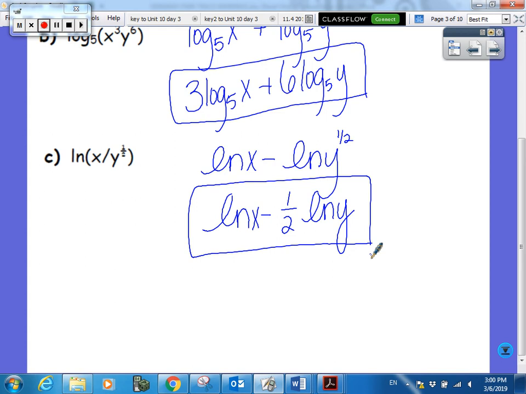Now, if that had been natural log of the square root of y, we would have had to change it to the 1/2 and then bring that out. So be careful, the square root is still not all by itself. It has to be completely by itself, out from under radicals and everything.